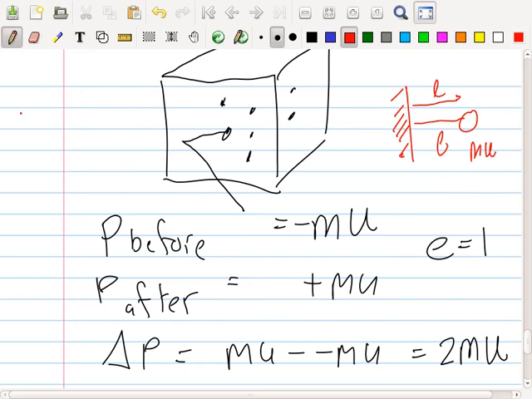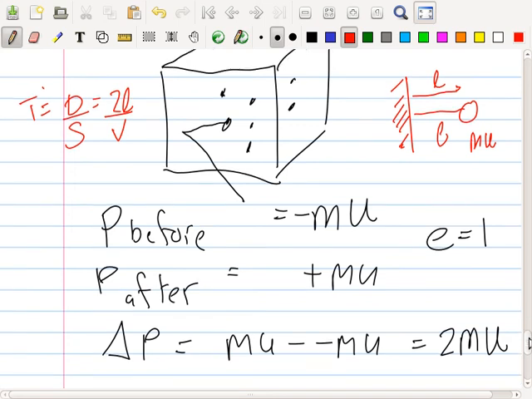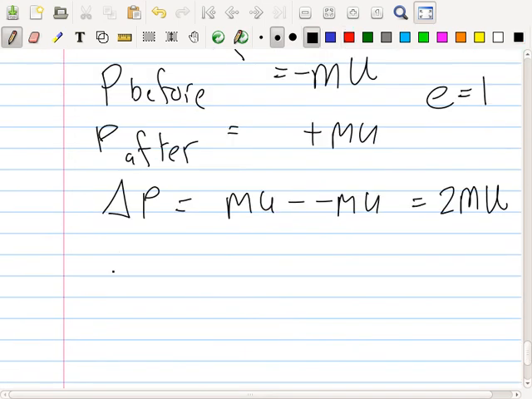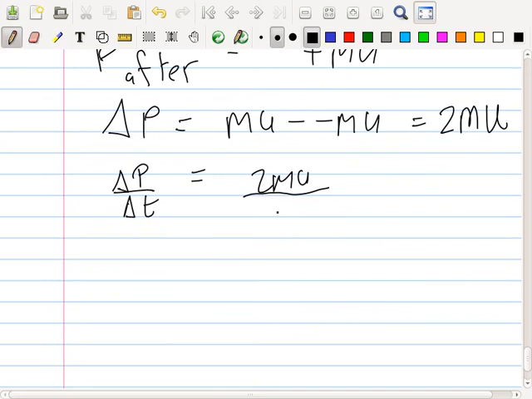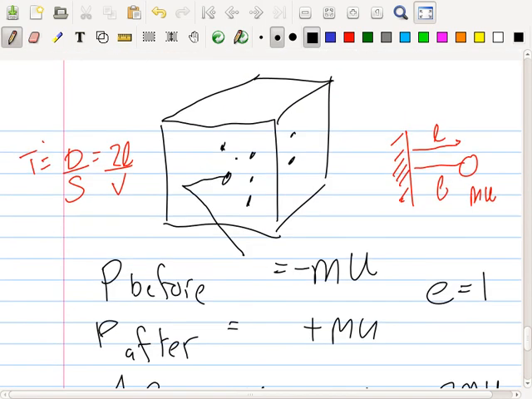Well, if you think back, you can use time is distance over speed. So what's the distance here? 2L. And the speed, we'll just call it u. Okay? So if I go down here, I can say the change in momentum over the time, that will equal 2mu all over time, we said, 2L over u.